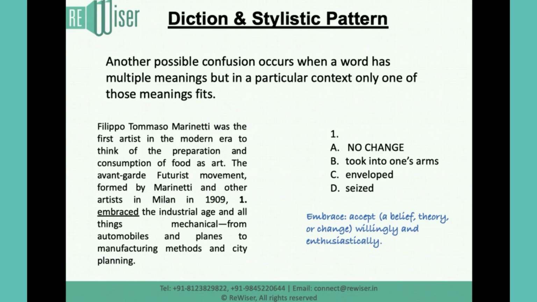And therefore, to be taken into one's arms will not fit, nor will seized. And envelope means to surround. That's the general meaning for envelope. But again, we are talking about accepting it in your mind. And therefore, A is the only one which is likely to be the answer. B, C, and D are wrong, and therefore we will accept A as the answer.